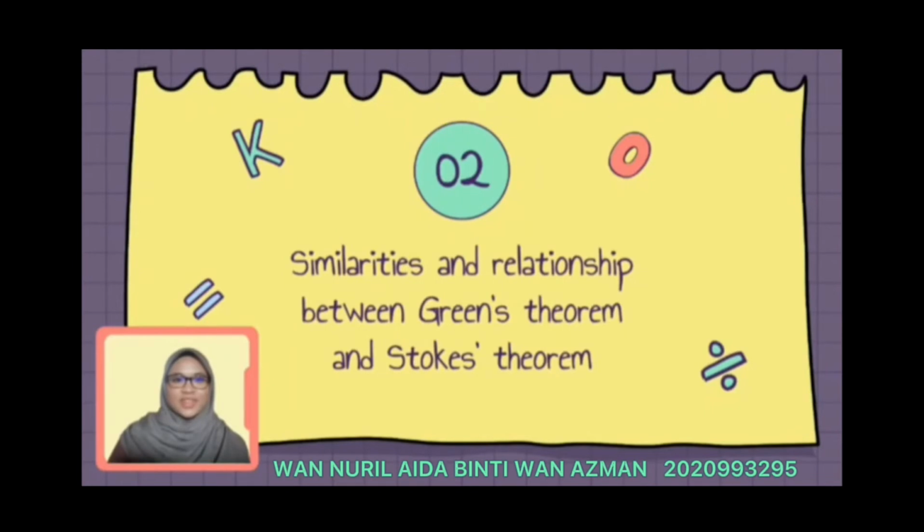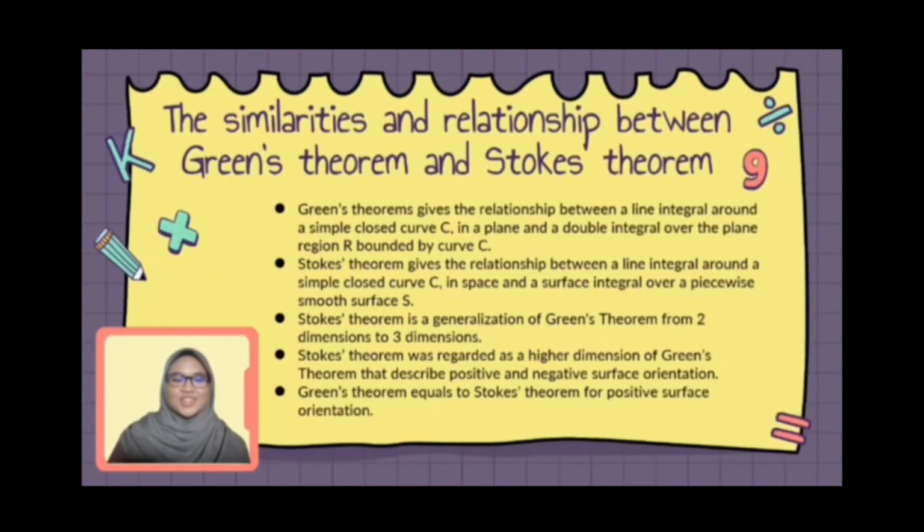Next is about the similarities and relationship between Green's theorem and Stokes' theorem. Green's theorem and Stokes' theorem are both related to closed line integrals with surface integrals. Green's theorem gives the relationship between a line integral around a simple closed curve C in a plane and a double integral over the plane region R bounded by the curve. Meanwhile, Stokes' theorem gives the relationship between a line integral around a simple closed curve C in space and a surface integral over a piecewise smooth surface S.